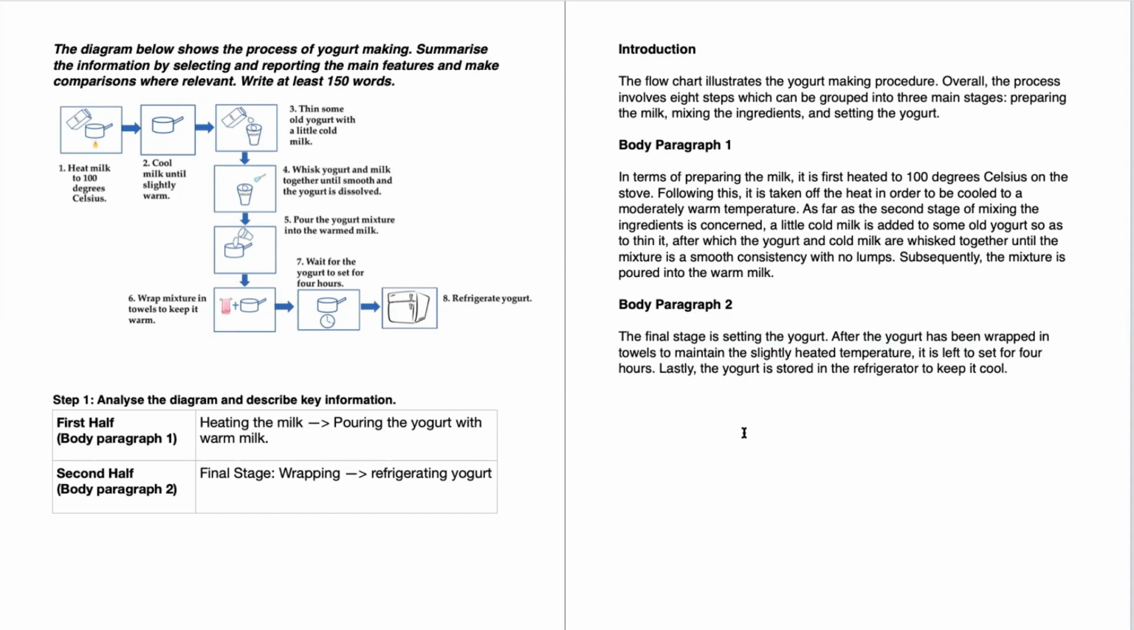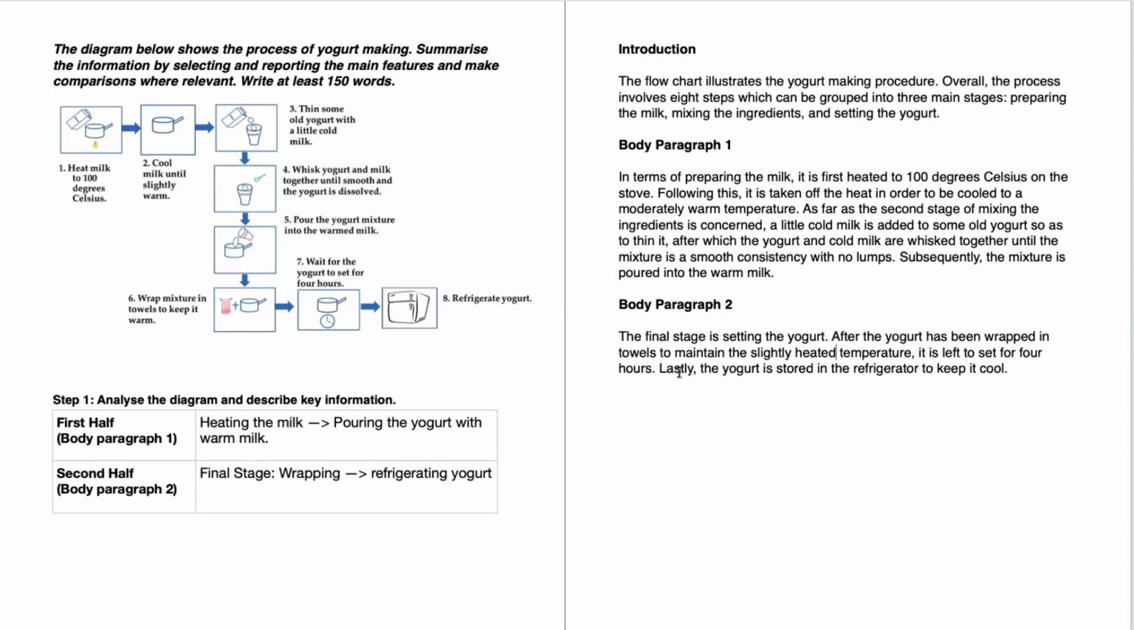And there you have it. So let's look at this body paragraph too. The final stage, like we said, is setting the yogurt. So I'm looking at step 6. After the yogurt has been wrapped in towels to maintain the slightly heated temperature, it is left to set for 4 hours. So notice how I have included 6 first and then 7, but I have used this nice word after. So I've sort of included both steps in one sentence.